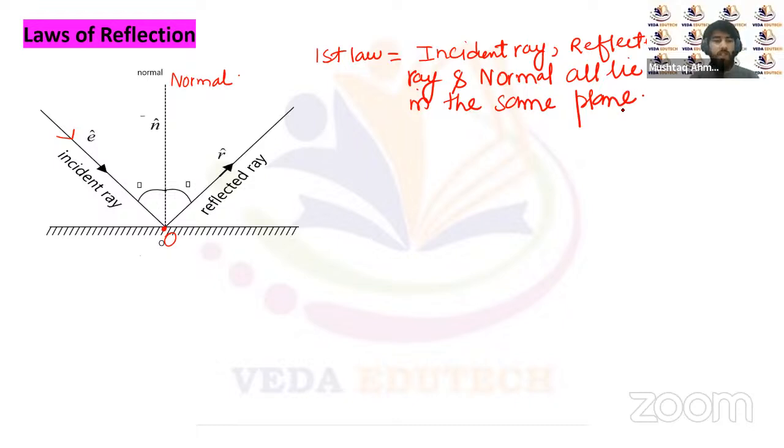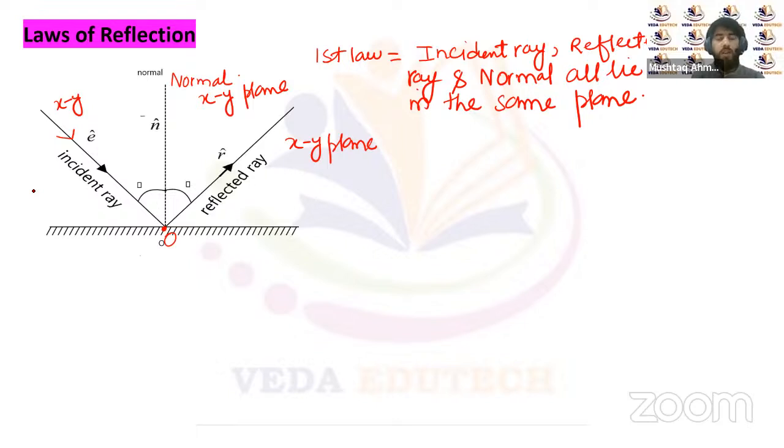So the first law says that the incident ray, normal, and the reflected ray all lie in the same plane. You can see here, let's suppose the incident ray lies in the XY plane, then the normal must lie in the XY plane. Then the reflected ray also must lie in the XY plane, right? So their plane must be the same. They must lie in the same plane.